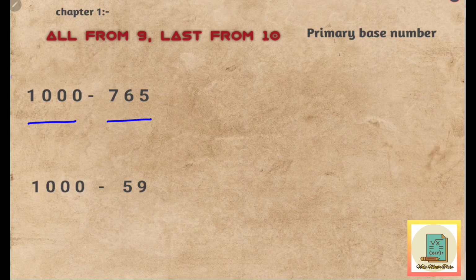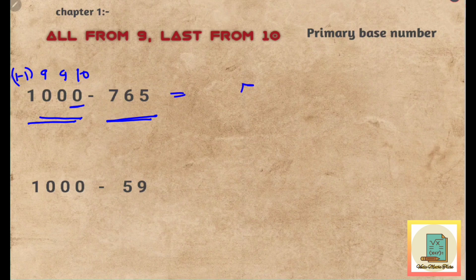So, now, in the first example, it is 1000 minus 765. So in 1000 we have 3 zeros and here we have 3 digits. So when this criteria is met, now we're going to start with the method. So the first zero we consider as 10, rest all zeros we consider as 9 and we subtract this 1 from here. Now let's start the subtraction.